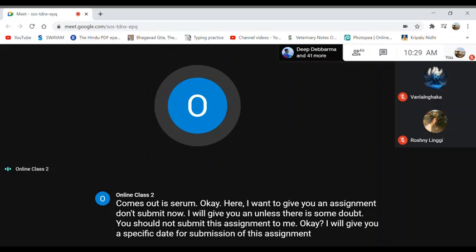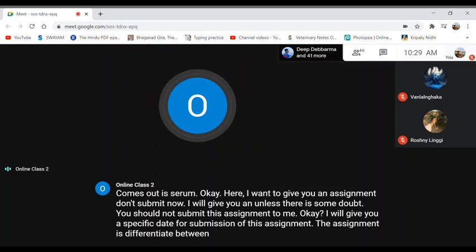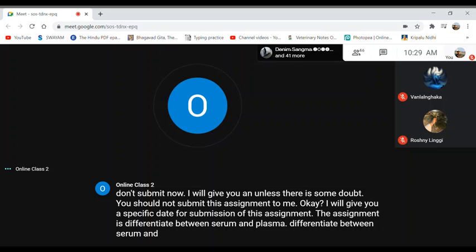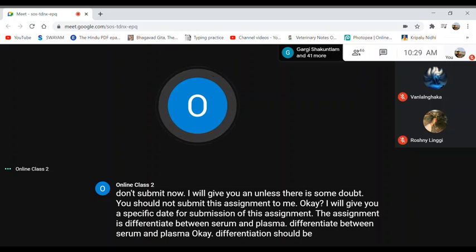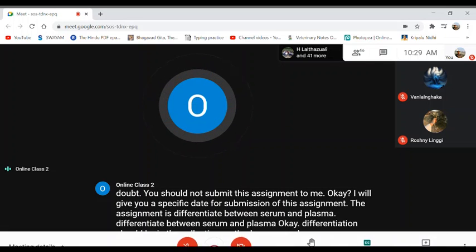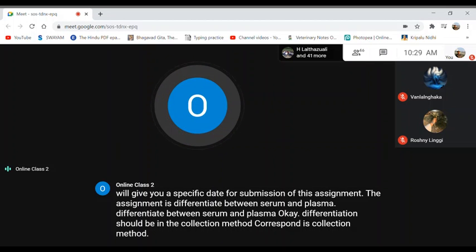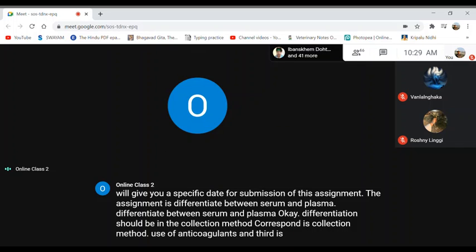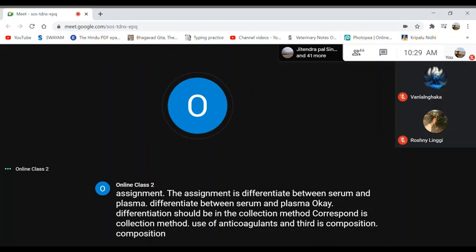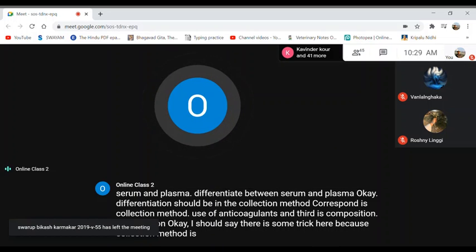The assignment is: differentiate between serum and plasma. Differentiation should be in the collection method. First point is collection method. Second is use of anticoagulants. And third is composition. I should say there is some trick here, because the collection method is the same for both of them.